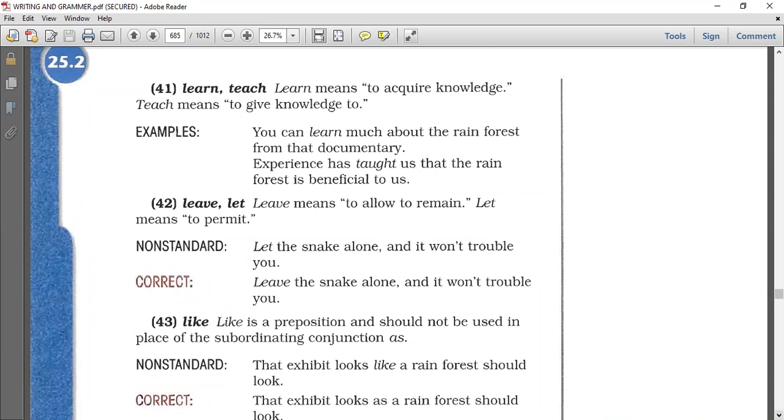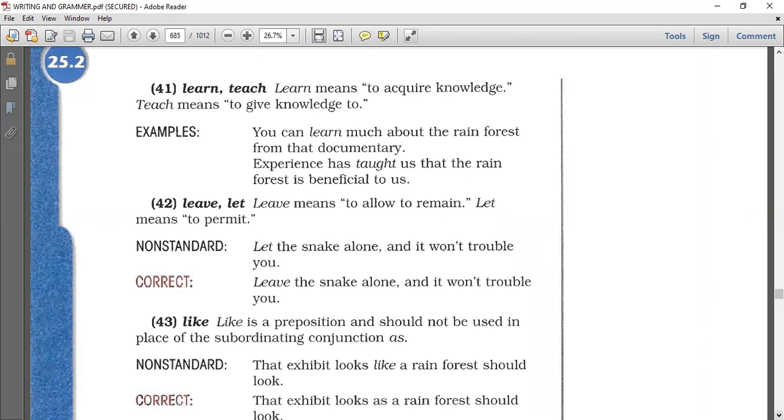Number 41, learn and teach. Many of you make this mistake, like, Mr. Ibrahim has learned me a lot. No, he has taught me a lot. I have learned from him. So learn means take, and teach means give. Like lend and borrow. When you lend, you give. When you borrow, you take. When you teach, you give. When you learn, you take or get. Learn means to acquire knowledge, to get knowledge. Teach means to give knowledge to.